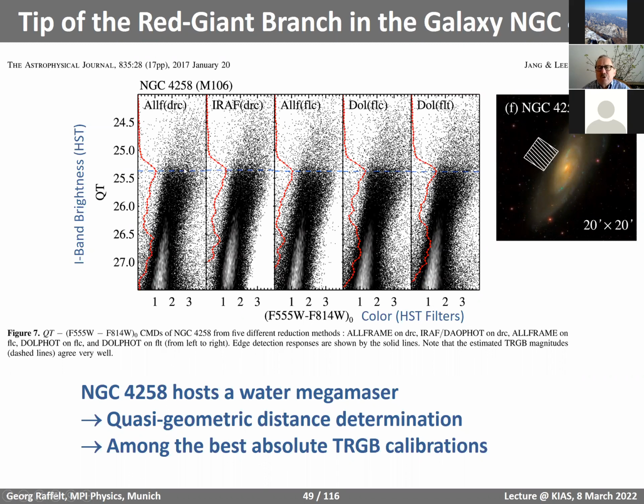So this discontinuity in the brightness distribution tells us how bright is the tip of the giant branch. And since that galaxy has what's called a water megamaser in it, that allows what I call a geometric distance determination, one can, in this way, in a very good way, find an absolute calibration of the brightness of the red giant branch, which is independent of the globular clusters used by this other group before.